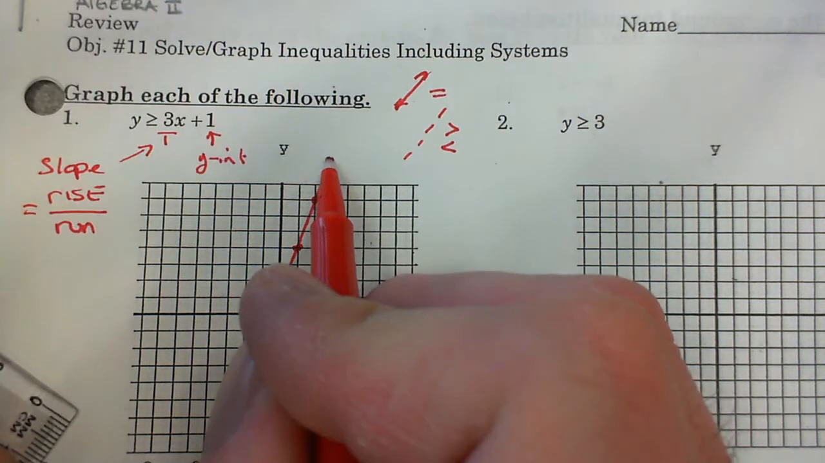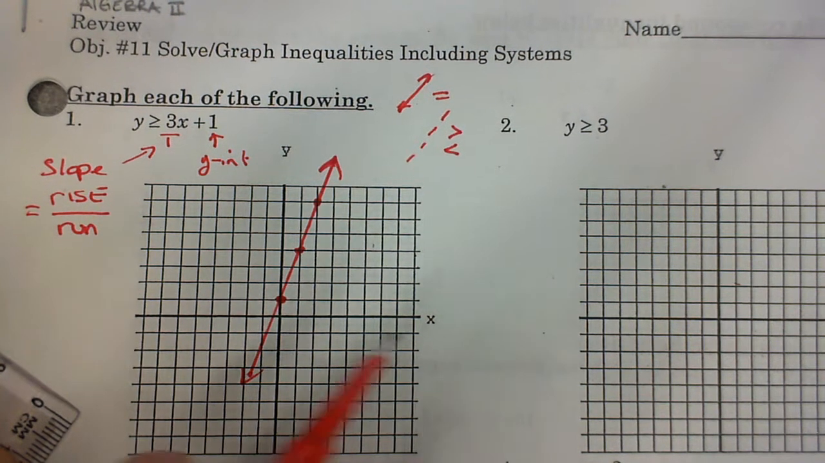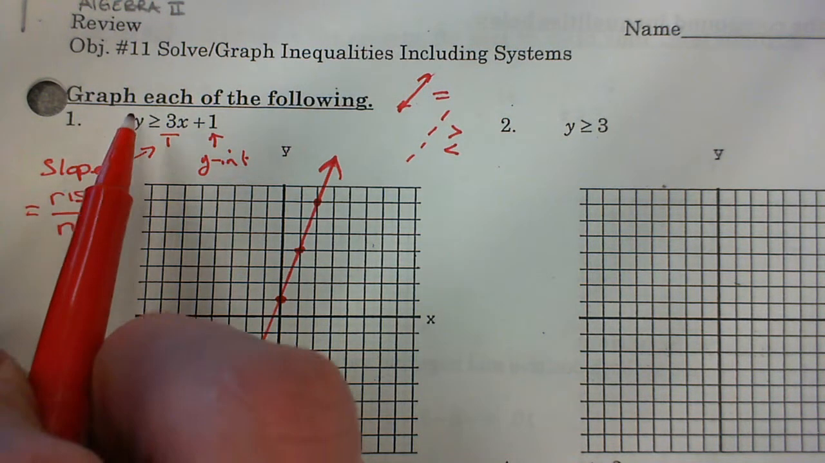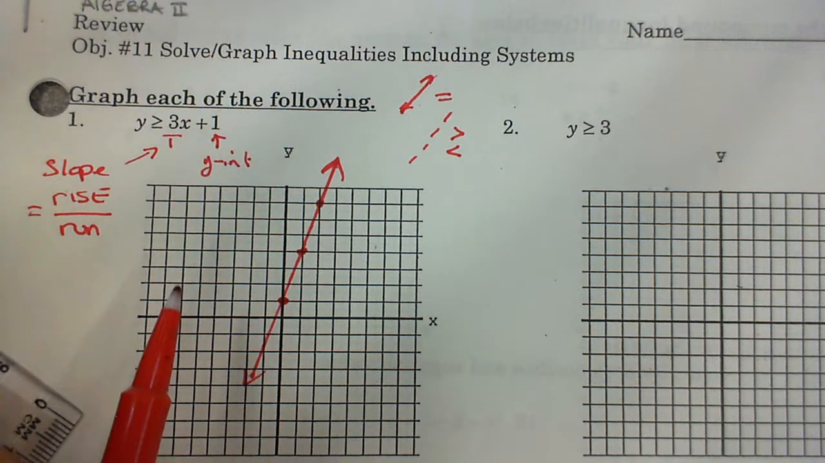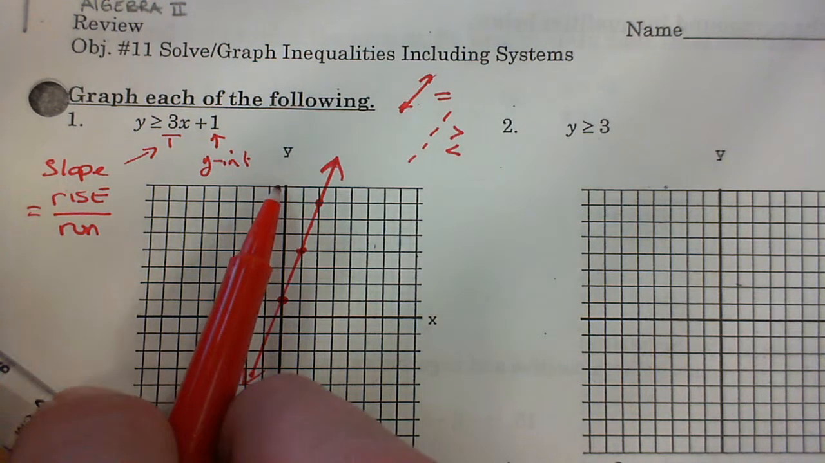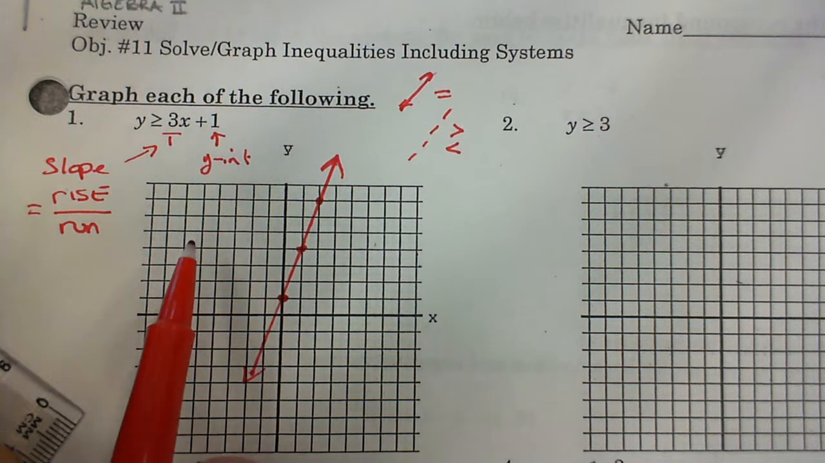Okay. And then we need to decide what side of this line we're going to shade on. Now, you can say, oh, my y values are greater than this, so that means the y's got to keep getting bigger, which would be this side of the line. So we would shade this side.